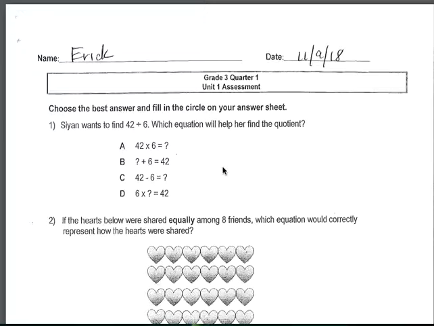Hello, it is time for you to take your Unit 3, Quarter 1, Unit 1 assessment. At the top of your paper, put your name. As you can see, I put a sample here. That's Eric's name, and the date is already on your paper.